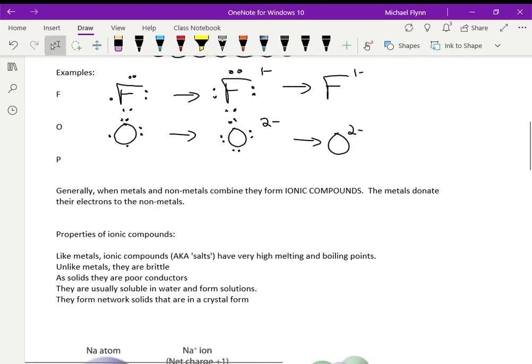So, generally speaking, when metals and nonmetals combine, it's a donor-receiver situation. What that means is metals will donate their valence electrons to the nonmetals, which receive them. And when they do that, they form ions, or ionic compounds. Okay?